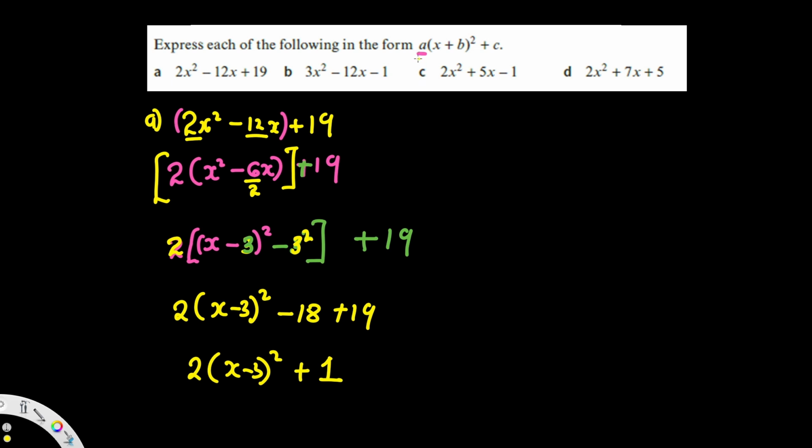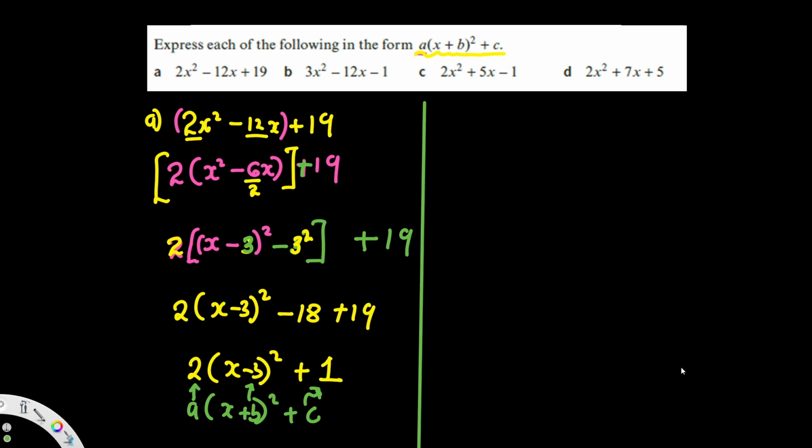You see here now we have a into x plus b squared plus c. So according to this expression, our a is 2. Let me just write it below here, a into x plus b squared plus c. That's the form in which we are to leave our answer. So our a is 2, our b is minus 3, our c is 1. And that is exactly what you are supposed to do in such kind of equation.